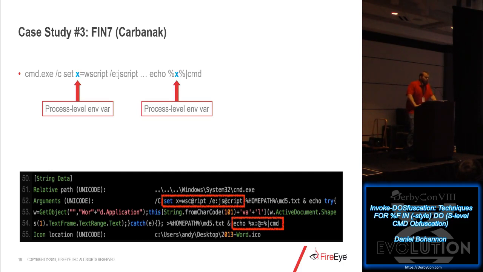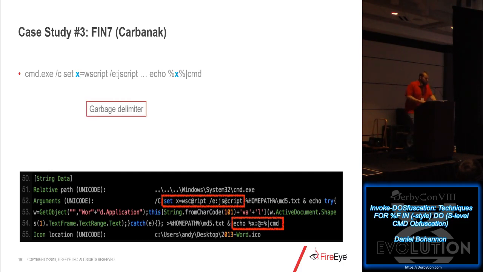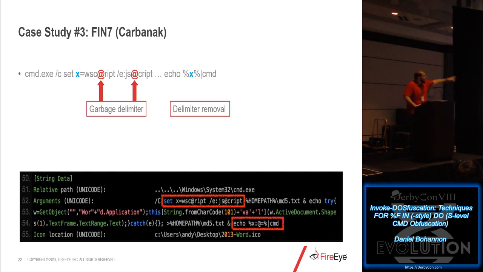So there's our variable X, which they're setting and then executing. But they're inserting these garbage delimiters, these @ signs, into WScript and JScript. And what they're actually doing is these aren't valid obfuscation characters. WScript will fail if you have those @ signs in there.